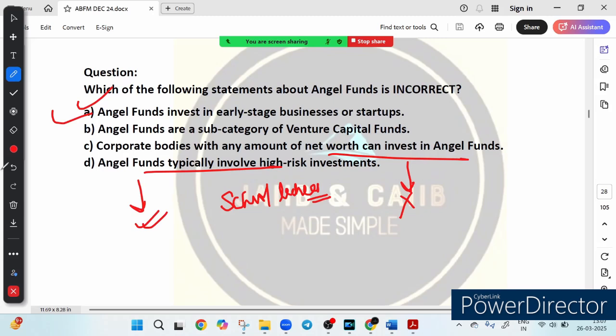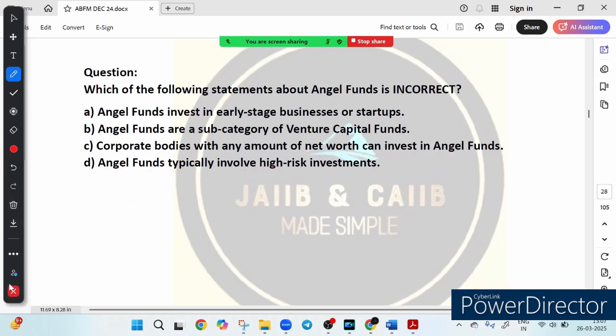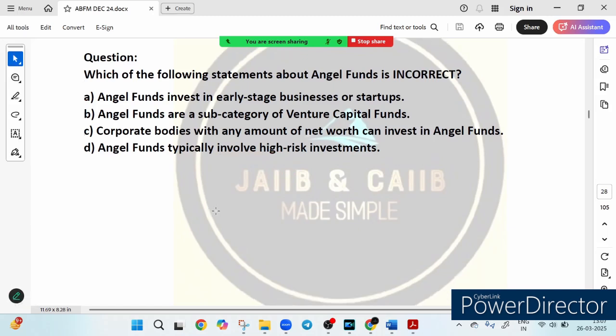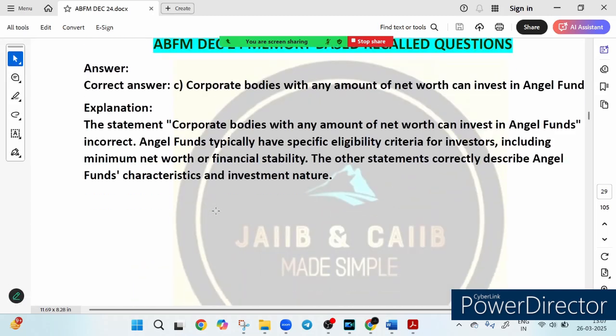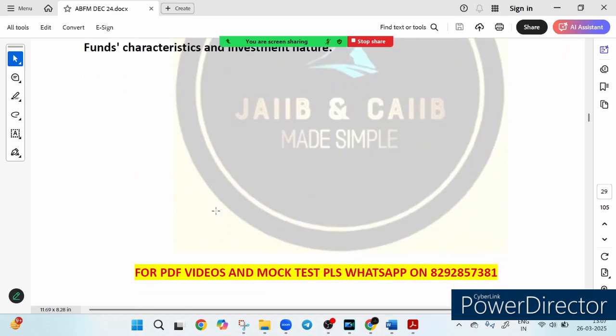So what we learned from this discussion regarding angel funds is that they invest in startups, early stage businesses. They are a type of venture capital fund. Not everyone can invest. There are eligibility criteria, and they are high risk investments but offer higher return, right? That is the point. Now let's see the next question that we have.